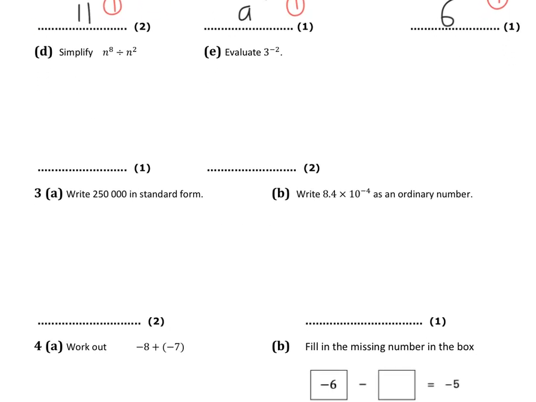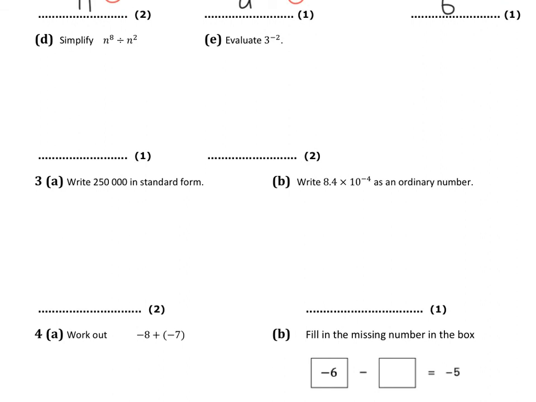Part D, simplify n to the power of 8 divided by n squared. When the bases are the same when you're dividing, you subtract the powers. So that would be n to the power of 6. 1 mark for that. Evaluate 3 to the power of minus 2.